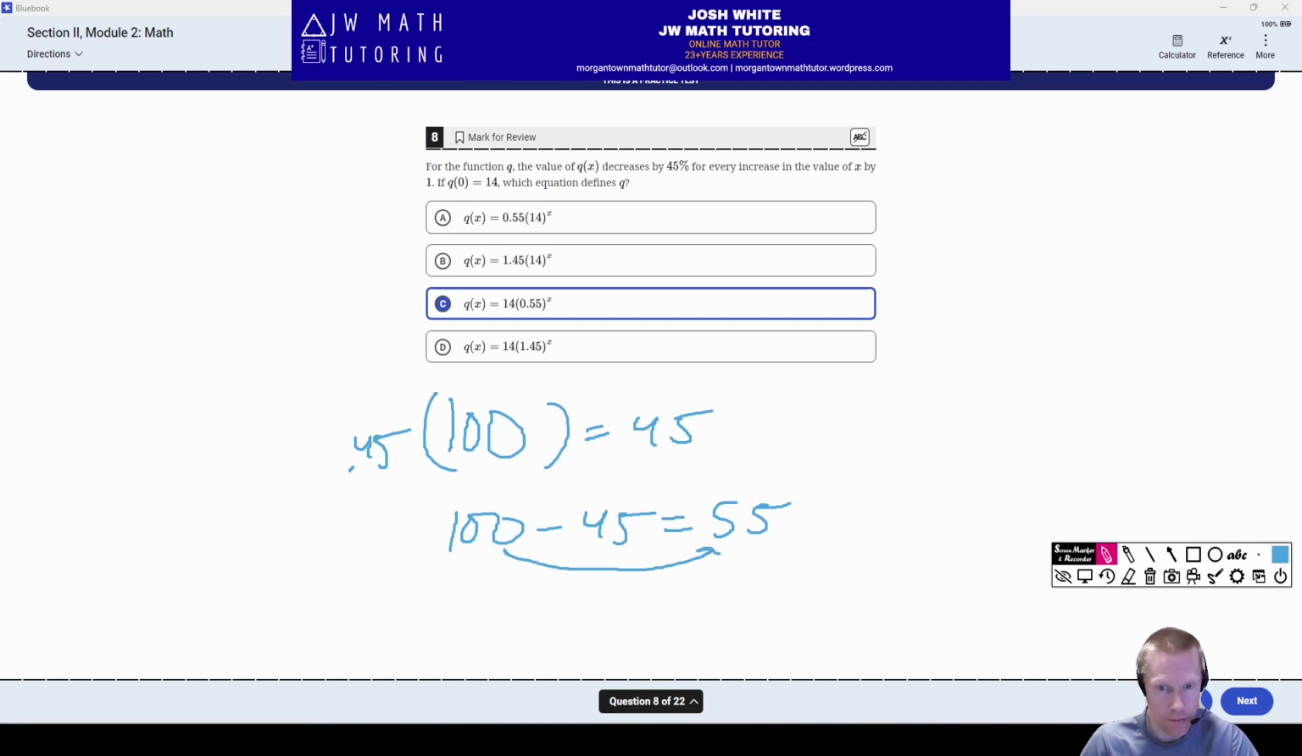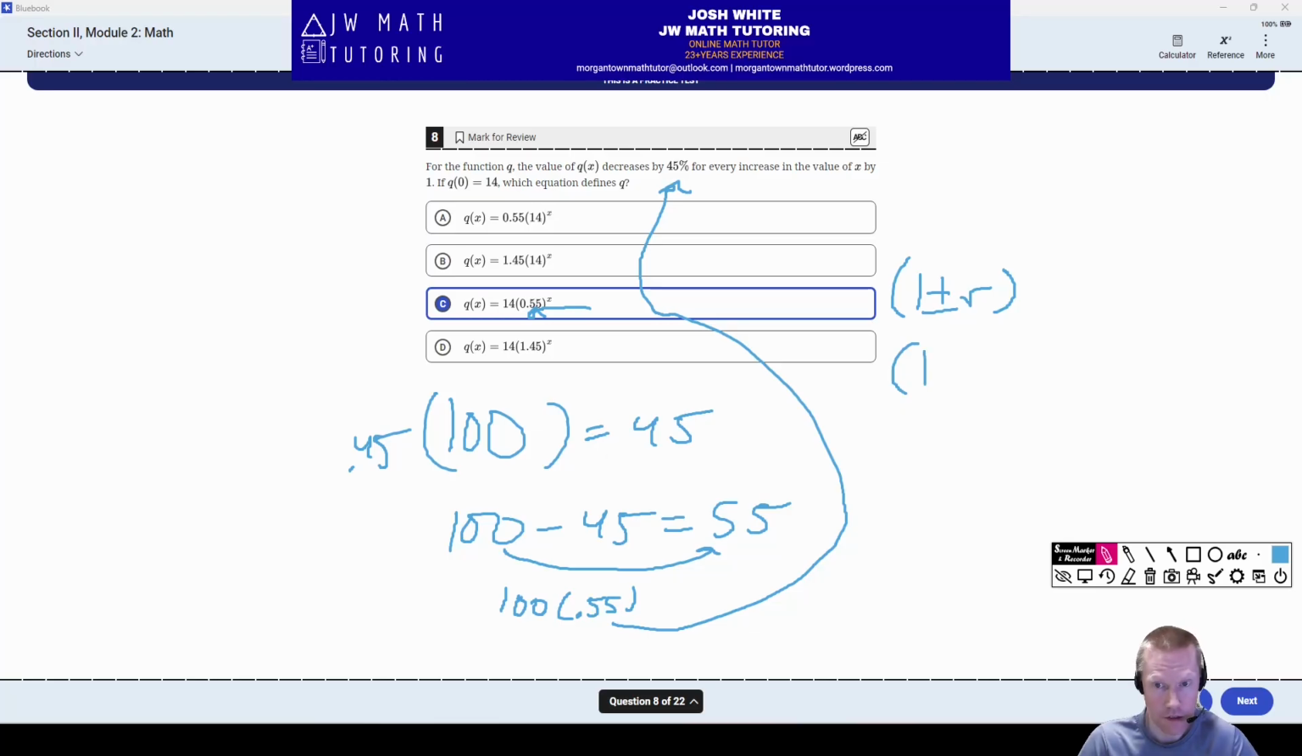So notice I started with 100, I ended with 55. Now, I could also get there by just doing 100 times 0.55. So notice that 0.55 corresponds to a 45% decrease. That's why it has to be 0.55 inside the parentheses here. Really, when you do an exponential growth or decay or decline or decrease, it's like 1 plus or minus r. In this case, since it's decrease, it's 1 minus r, and the r is 0.45, excuse me. So that's what makes the number inside the parentheses simplify to 0.55.